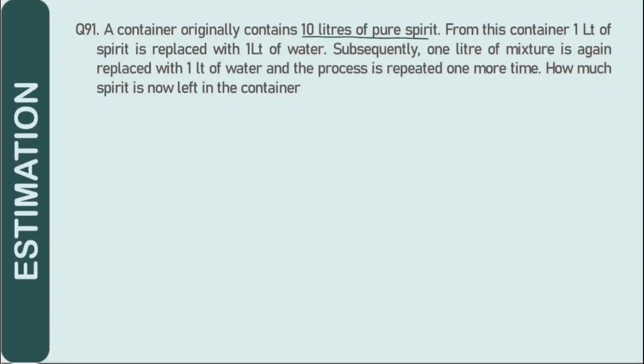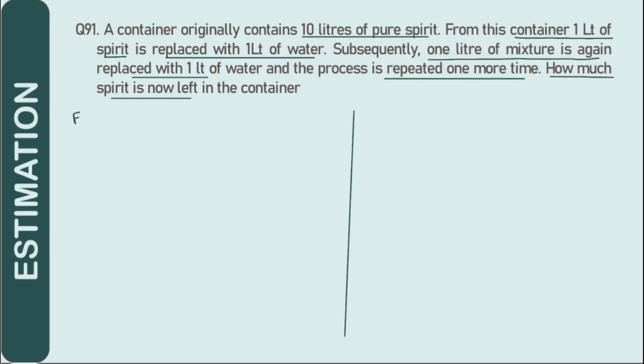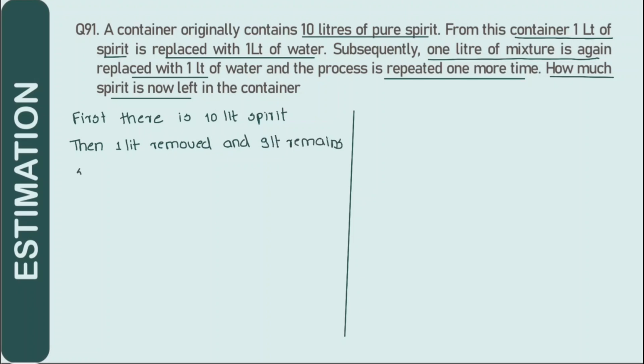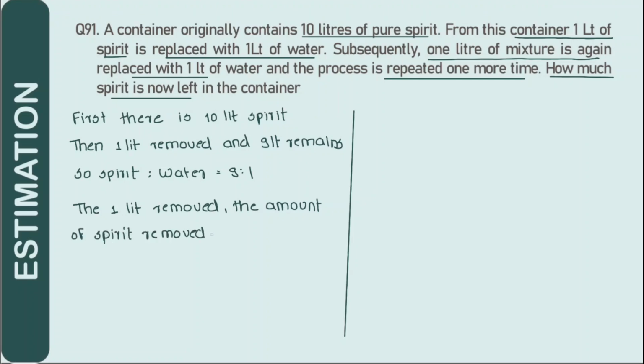A container originally contains 10 liter of pure spirit. From this container, 1 liter of spirit is replaced with 1 liter of water. Subsequently, 1 liter of mixture is again replaced with 1 liter of water, and the process is repeated one more time. How much spirit is now left in the container? First, consider there is 10 liter of spirit, then 1 liter removed and 9 liter remains. So the spirit water ratio is 9:1. Then 1 liter removed, the amount of spirit removed will be 9 divided by 9 plus 1, that is 10, into 1 is equal to 0.9. Now the spirit remaining is 9 minus 0.9, that is 8.1 liters.